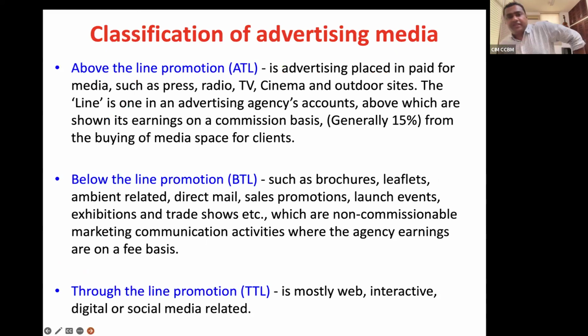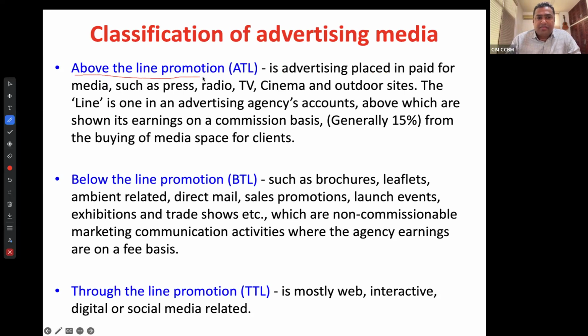And when we talk about advertising, we talk about three types of media, right? You have above the line promotion or above the line advertising, we call it ATL. Below the line promotion, we call it BTL. And you have through the line promotion, we call it TTL. Above the line, below the line, and through the line forms of advertising.